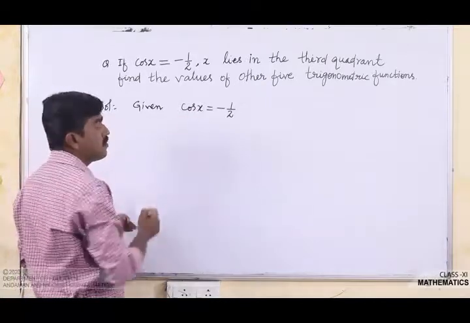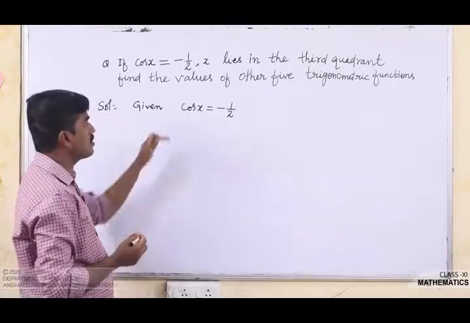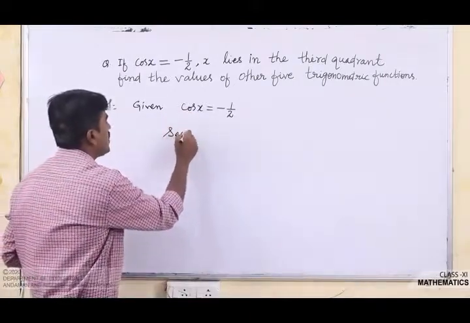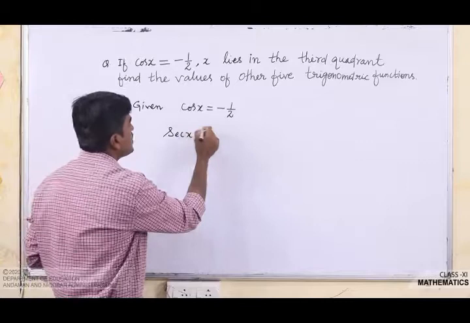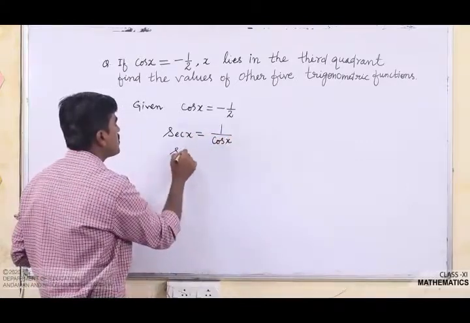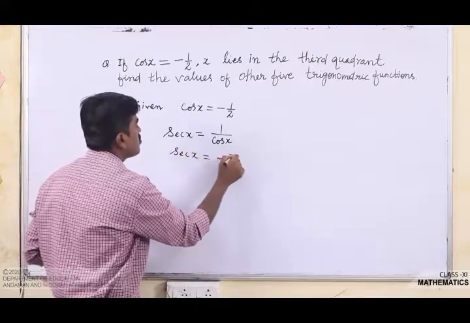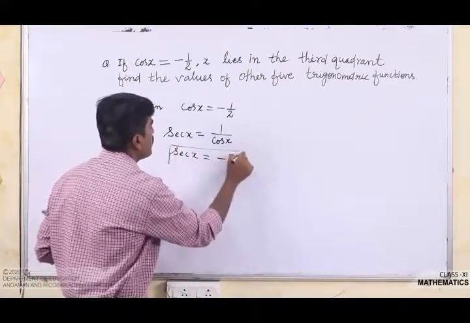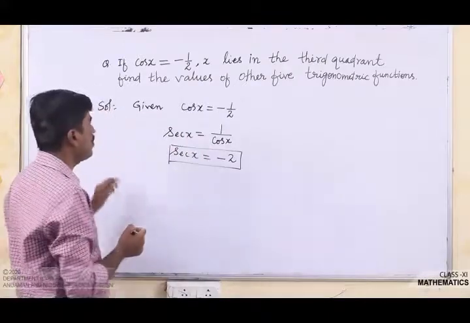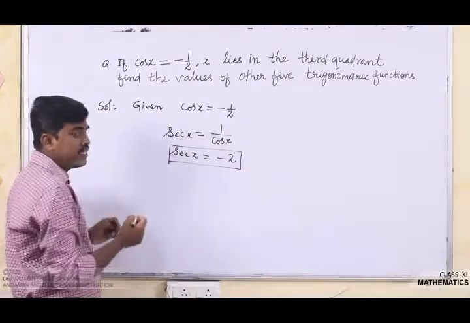Now, we can find the value of sec x very easily because sec x is the reciprocal of cos x. So, sec x is equal to 1 by cos x. So, we can write sec x is equal to minus 2, the reciprocal of minus 1 by 2. Now, we will find sin x.